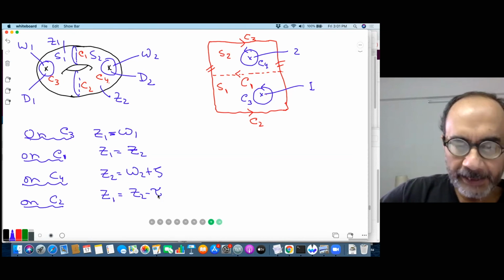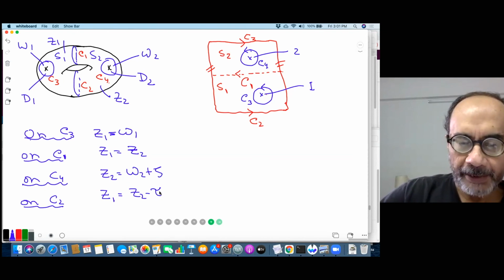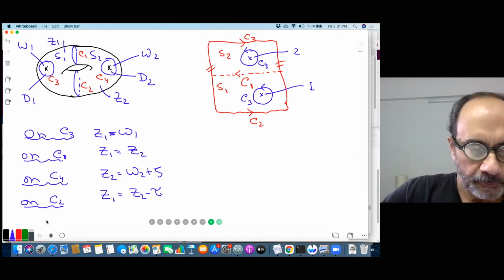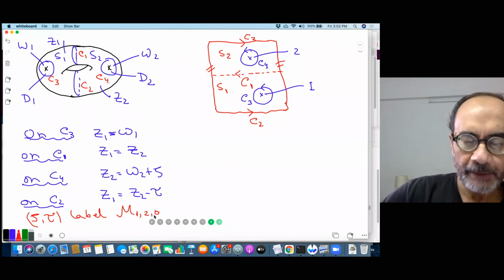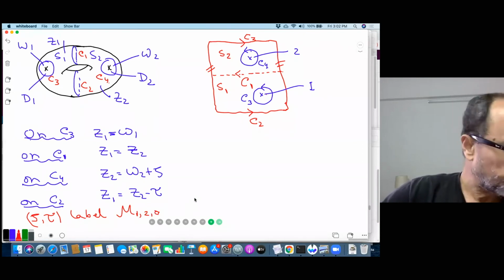So at the end of it, what we have got is two complex parameters, and that's enough to label a 4-dimensional moduli space. So zeta and tau we label M1 to 0: genus 1, 2 Neveu-Schwarz punctures, 0 Ramond punctures.